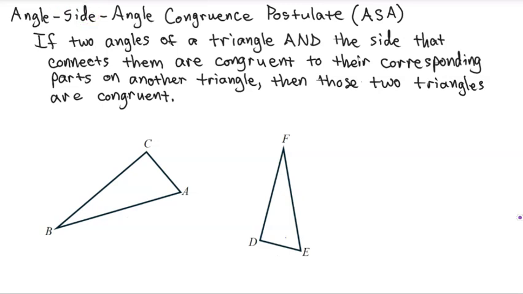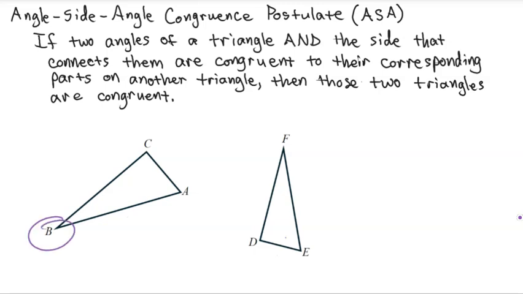two angles. So what this is saying is if two angles of a triangle, like maybe angle B and angle A, and here's the important thing, the side that connects them. So if we have angle A and angle B, then this is the side that has to be included. Angle, side, angle. It has to be the side in between.